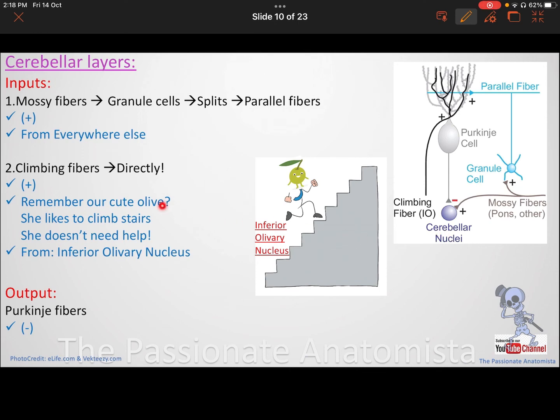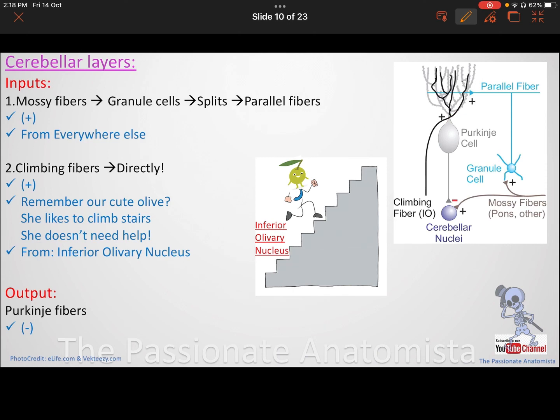All right, so remember that the cute olive, the inferior olivary nucleus, they like to climb the stairs. They don't need help. They have their own stairs that take them all the way to the molecular layer, because in the molecular layer you have the dendrites of the Purkinje cells, and once you affect them, you will be able to have a response from the cerebellum.